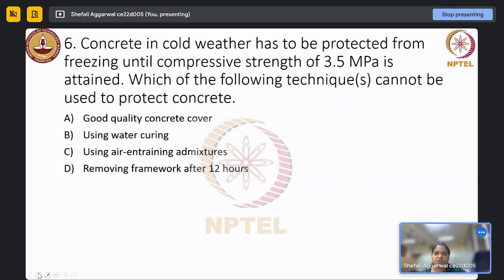Okay. Next question. Concrete in cold weather has to be protected from freezing until a compressive strength of 3.5 MPa is attained. Which of the following techniques can be used to protect concrete? A, a good quality concrete cover; B, using water curing; C, using air entraining admixture; or D, removing formwork after 12 hours. According to you, which technique cannot be used?